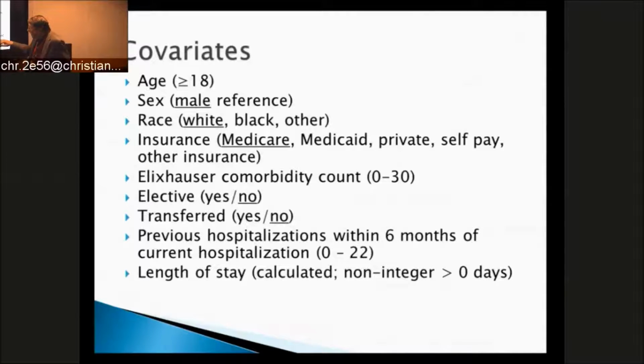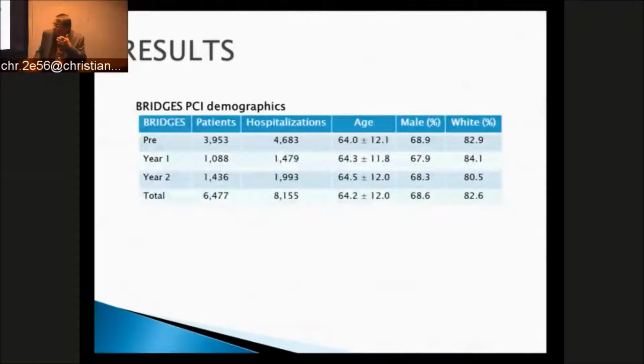I'm also analyzing that as a continuous variable at a range between 0 and 22. And then length of stay, because in this case we calculated the length of stay using the clock, so you can get like 1.5 days, or 1 3/4 days. So that's typically a non-integer value that's greater than 0. And it's continuous. Okay, so getting to the results.